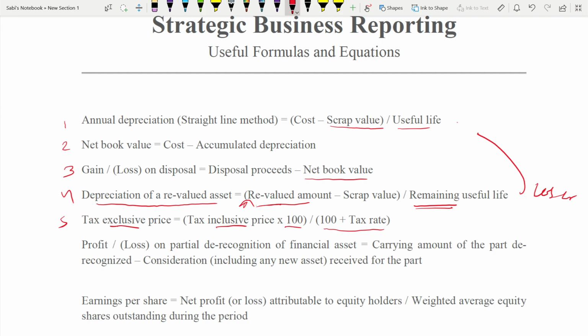Now, profit or loss on partial derecognition of financial asset. Okay, partially you are derecognizing the financial asset. So what is the profit or loss on that? Carrying amount of the part that you have derecognized, minus the consideration, including any new asset received for that part. So that consideration can include any new asset also that you have received for that part. For example, you have sold and you have got a new asset instead. So that you can include in the amount of the consideration. Consideration need not always be in cash. Sometimes you might receive a new asset for selling your asset, right?